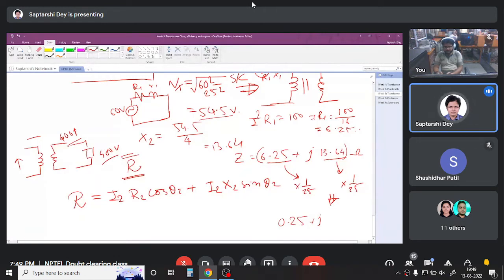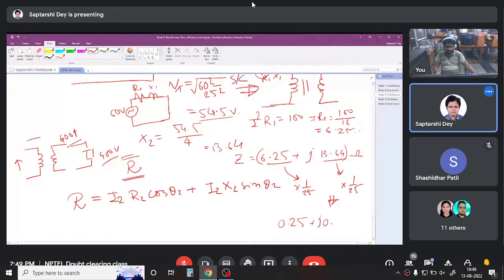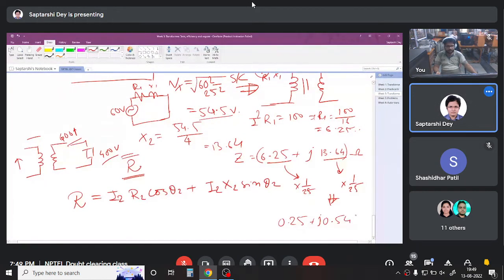I would at least expect you to calculate. I don't want you to just sit there. So this is the R, this is the X.